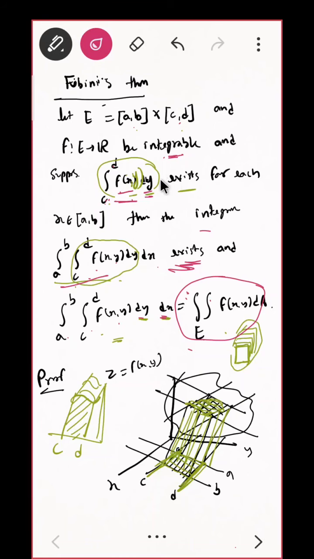And integration is c to d; for an iterated integral, this inner integral must exist. Correct. If I change it from dy to dx, this whole thing will change. Here it will become a to b of f of x y dx, and this will be the same as that. This will be a to b, and here it will be c to d. The proof will be the same as that.